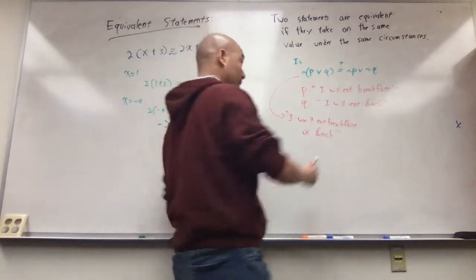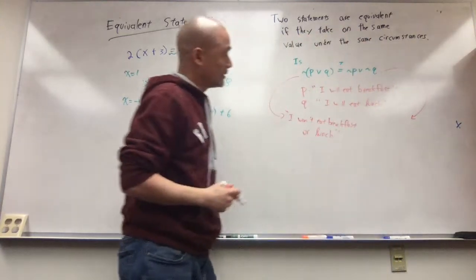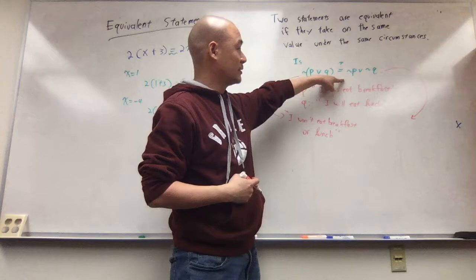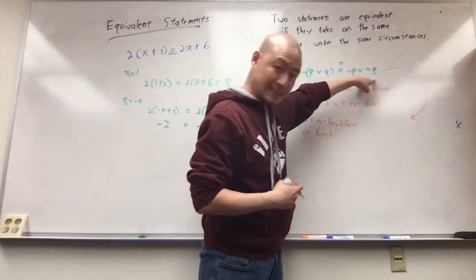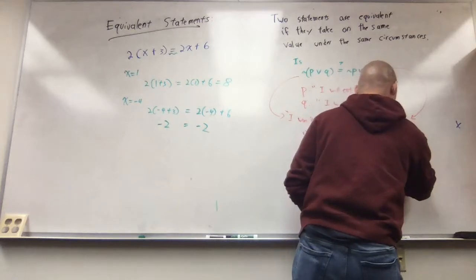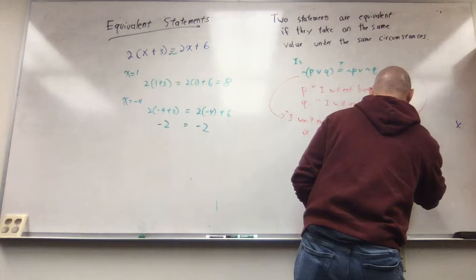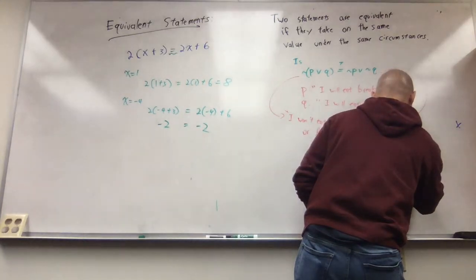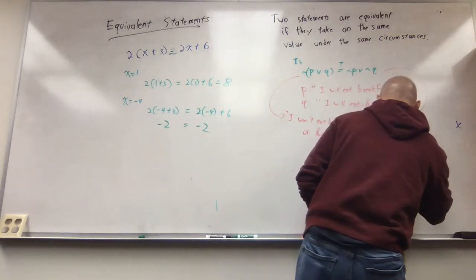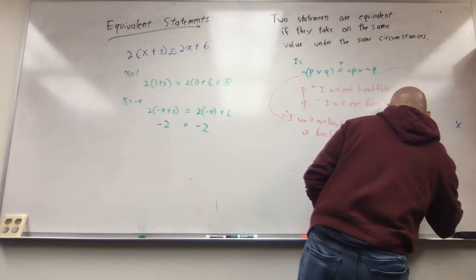Fair enough. Okay. On the other hand, not P is I won't eat breakfast, or not Q is I won't eat lunch. So let's put that down. I won't eat breakfast, or I won't eat lunch.